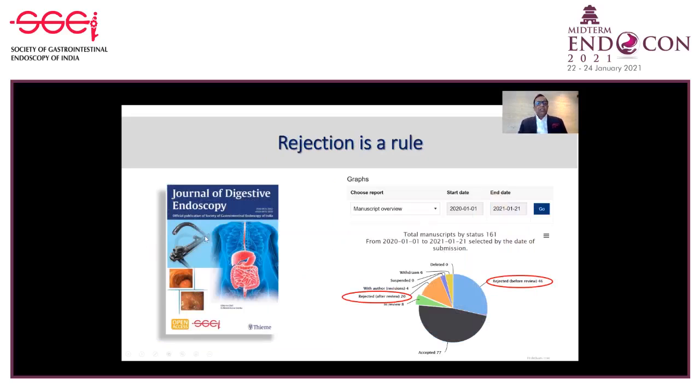Even an emerging journal like ours, the Journal of Digestive Endoscopy, which is the official journal of the Society of GI Endoscopy of India, where we get only a modest number of submissions, we reject almost 50%, some before review and some after review. Only 50% are accepted. For some of the good journals with high impact, this figure for rejection can be as high as 90 to 95%.